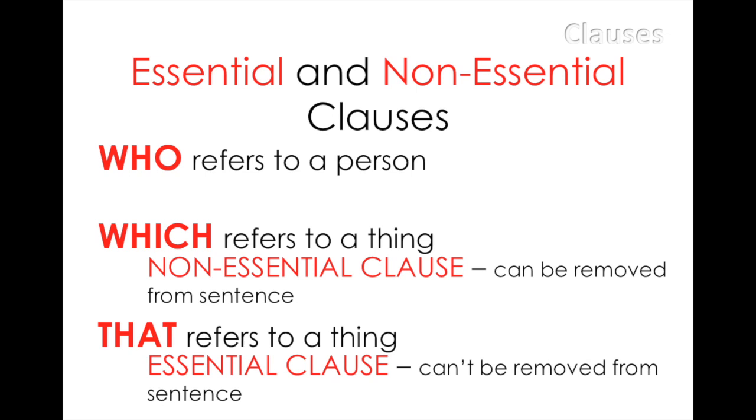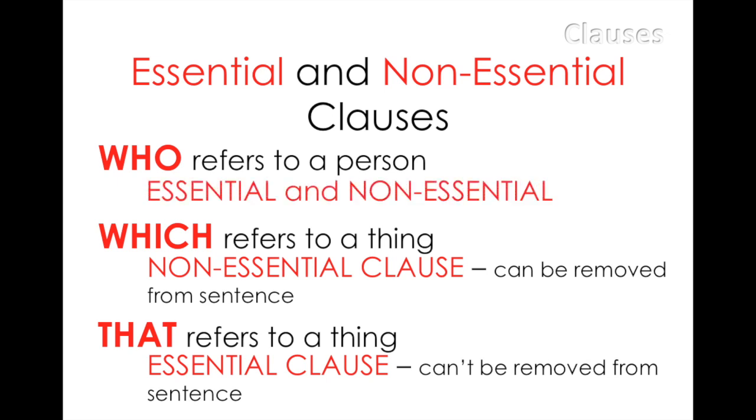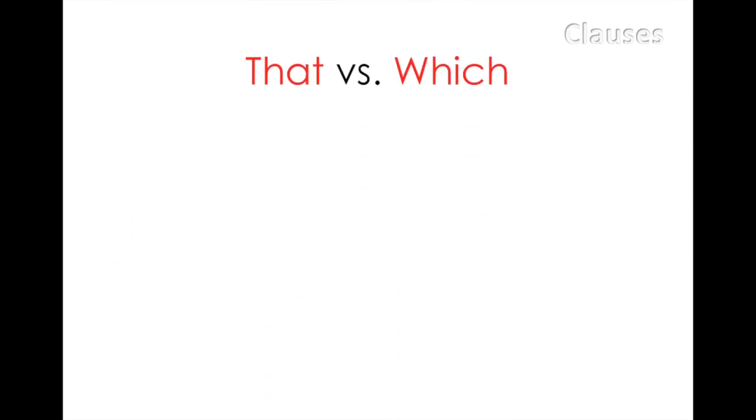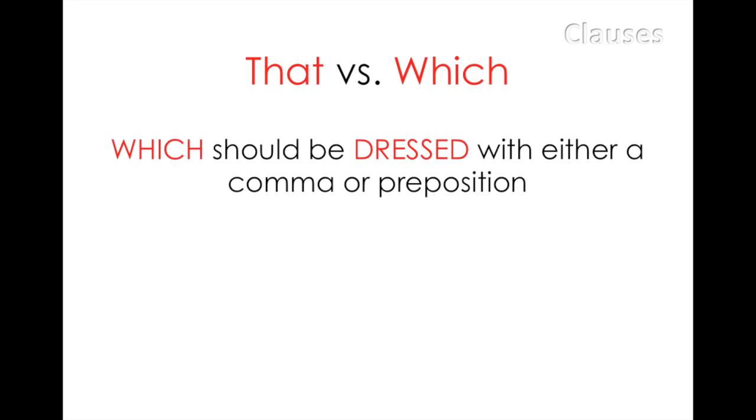Because which can be removed from the sentence, it is considered a non-essential clause. Similarly, because that cannot be removed from the sentence, it is considered an essential clause. Who, which we will talk about later on in the video, can be used as both an essential and non-essential clause.